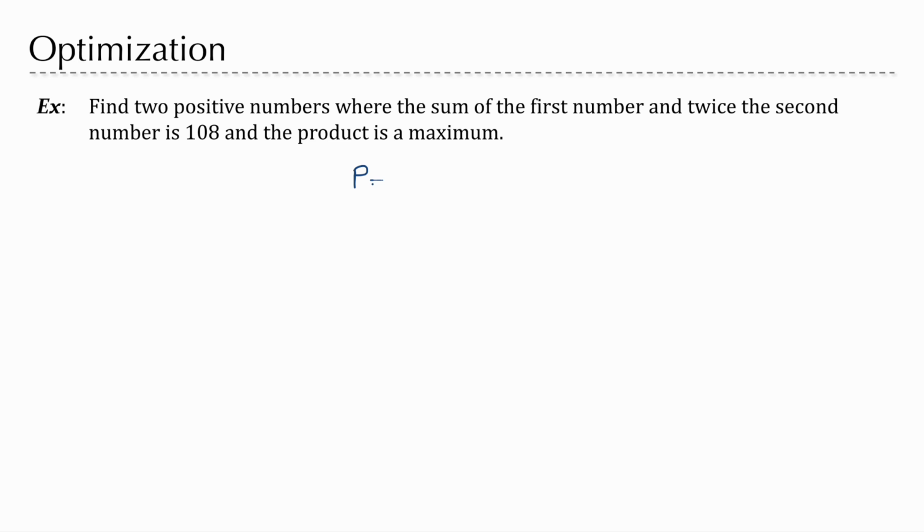So I'm going to write an equation and just call it P. And of course, it's the product of these two unknown numbers that are both positive. So I'm just going to call them X and Y. So my main primary equation is right here. I have the product of these two numbers, and I want to find its maximum.